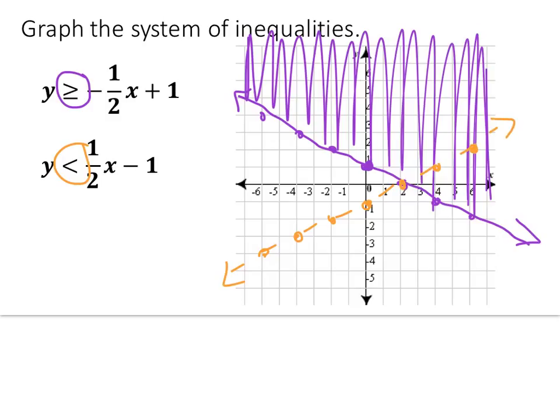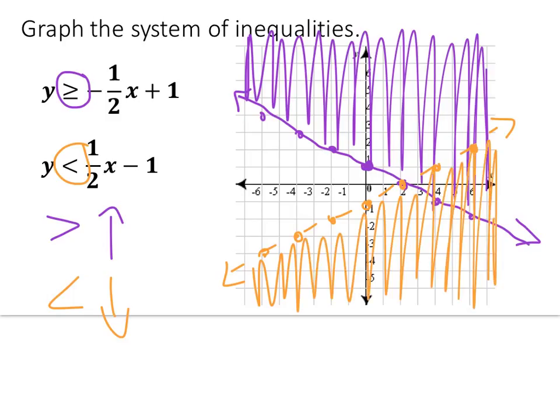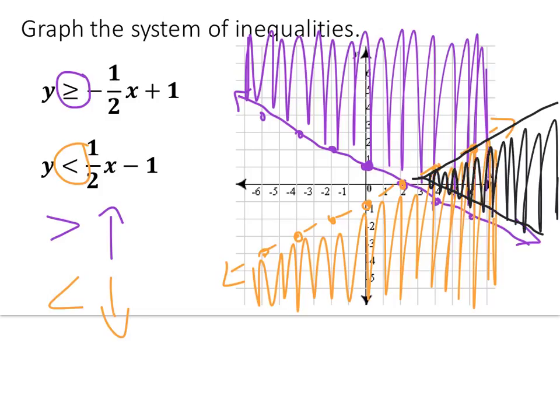And then because y is less than, you're shading below the line. So if it's greater than, you're shading above the line. If it's less than, you're shading below the line. So this one I'm shading below the line. So really, if I wanted to know what my solutions could be, they'd be in this shaded area right here. The solutions to this system would be any point in that area right there.